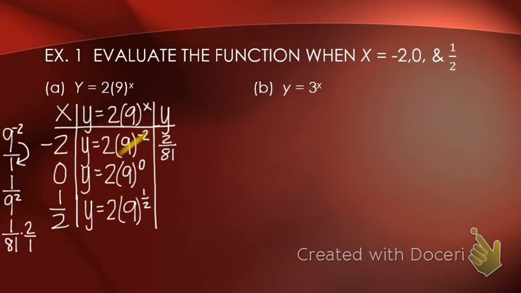Now, we move to the next one, and this one should be a little bit easier because what is 9 to the power of 0? 0. Is that right? It's 1. Remember, anything raised to the power of 0 is 1. So we have 1 times 2. What is 1 times 2? 2. So the next y value is 2.